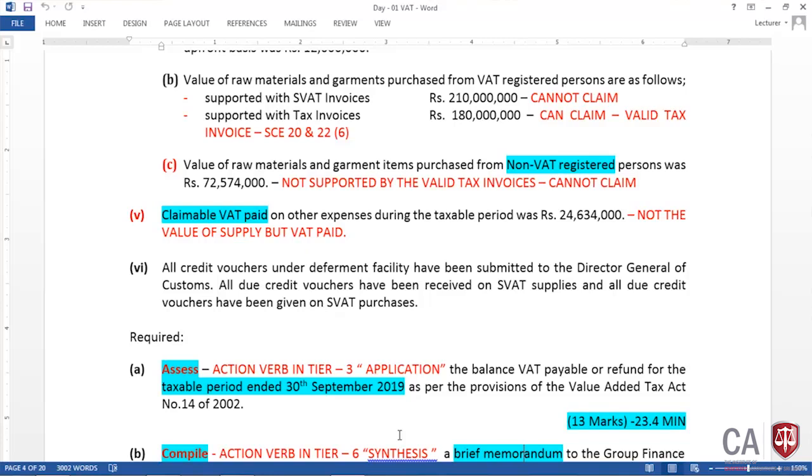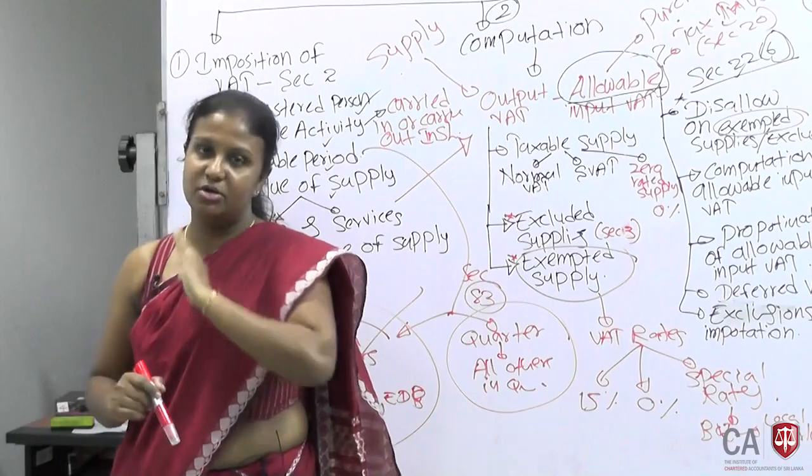Now students, most of you don't buy without reading this carefully. What you are all going to do is apply 15% to this 24.6. Don't do that. Read the question very carefully. It is claimable VAT paid. Therefore, it's a VAT amount given.